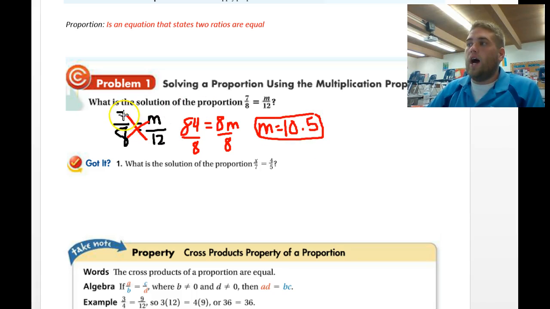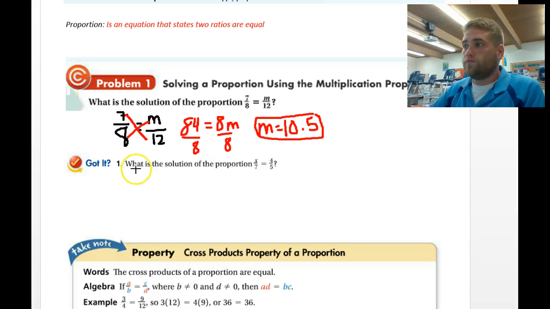Once again, I multiplied across here, I multiplied across here. Sorry about that, Mr. Link came to bug me.